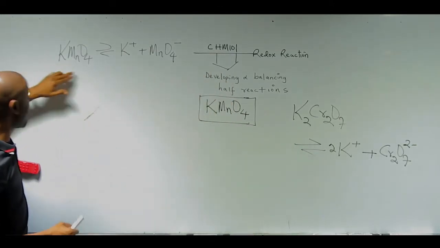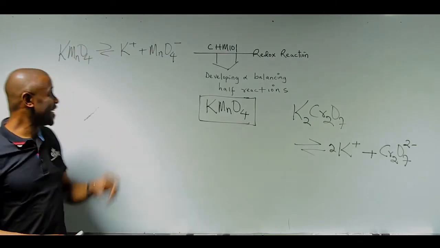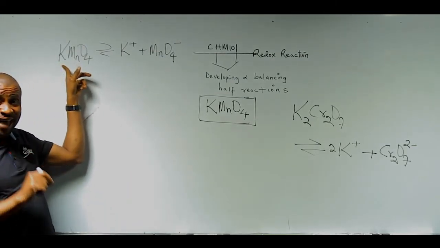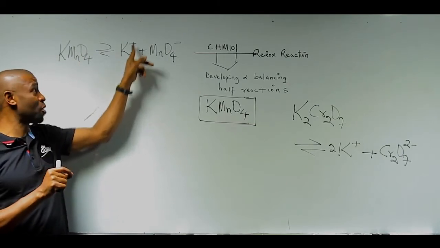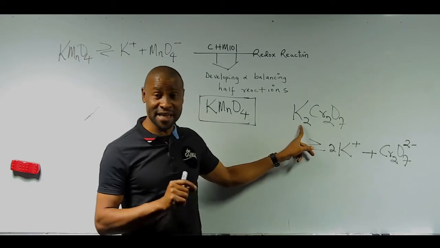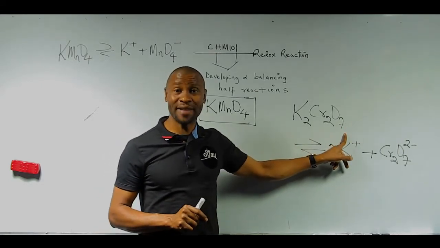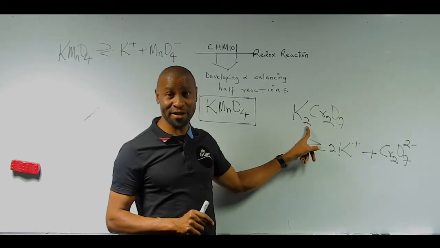KMnO4, potassium tetraoxomanganate(VII), is neutral. It has 1 atom of potassium inside it. That's why I represented just an atom of the potassium ion here. That is different from what is happening in the case of potassium heptaoxodichromate(VI). Potassium here has 2 atoms.